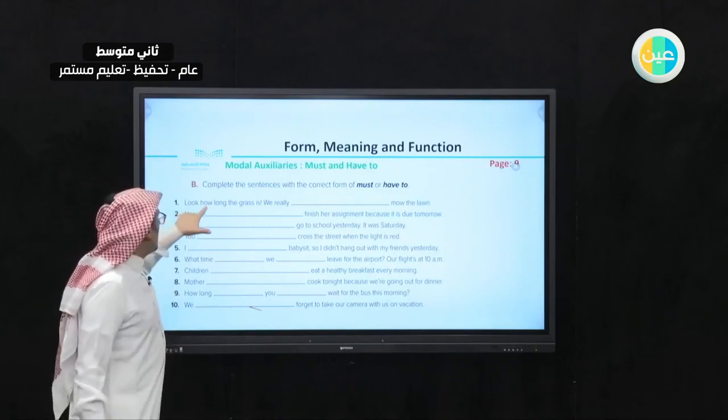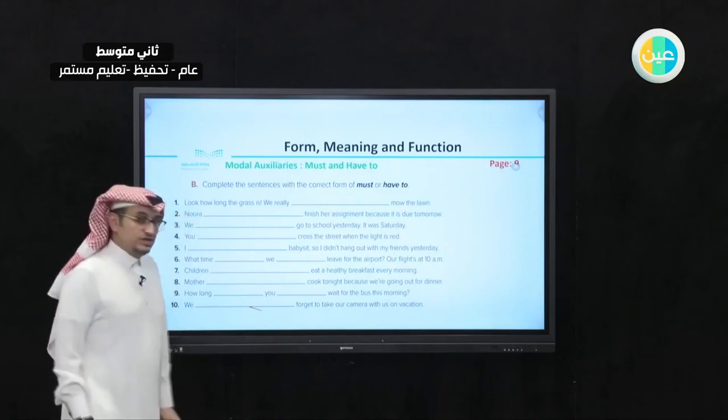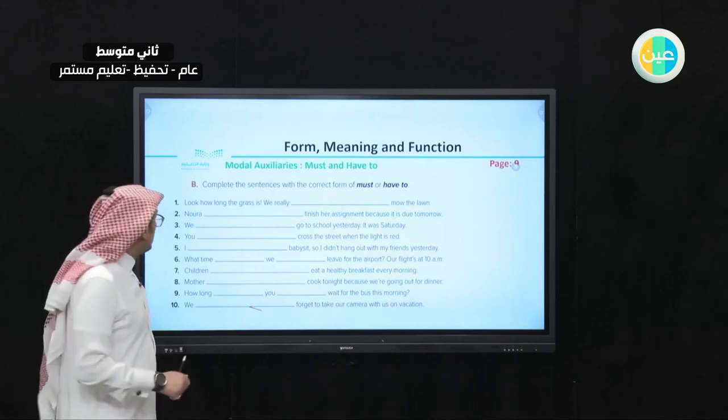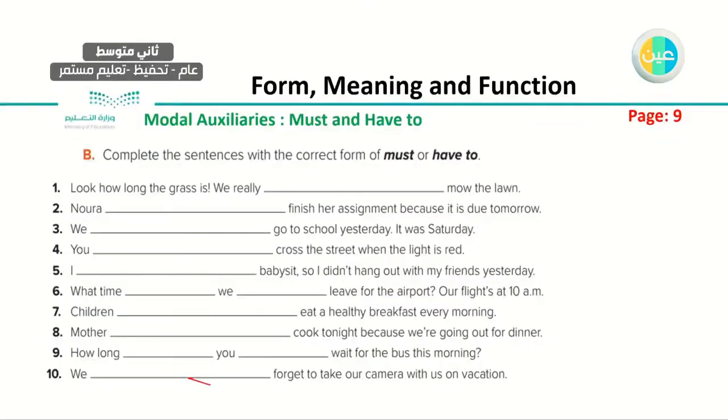Look, how long the grass is. Okay, we really have to mow the lawn. So I think it's something we have to do. Okay, we must mow the lawn. Okay, so we really what? Must, have to, maybe both. Yes, both of them. Okay, something necessary to do.